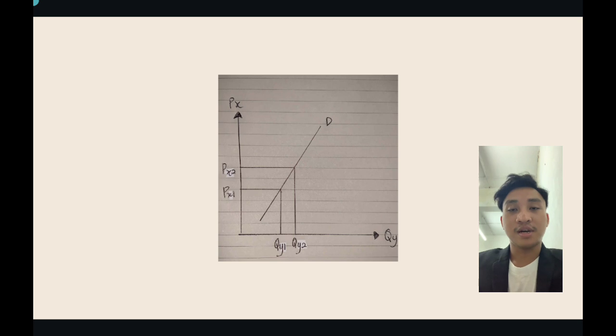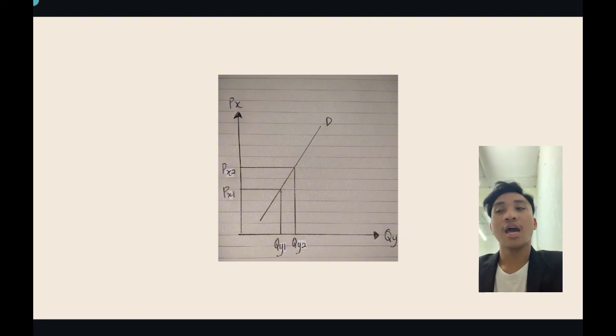For example, from the graph we can see the price of product X increases from P1 to P2, while quantity demanded for Y also increases from Q1 to Q2. Thus products X and Y are viewed as being substitutes. To be clear, that's a strong signal that the two products are directly competing substitutes. Alright, that's all for the graph.